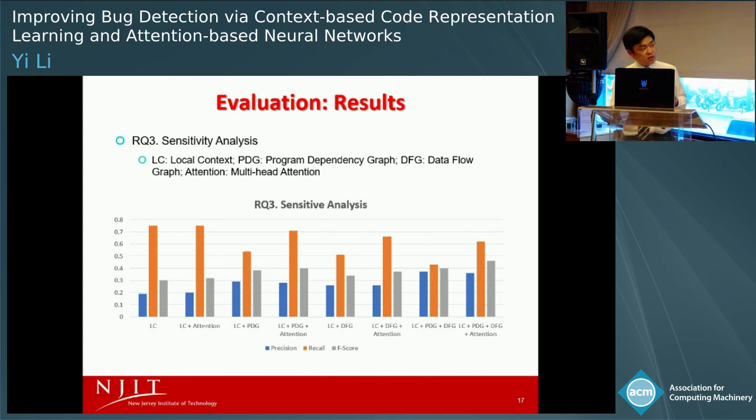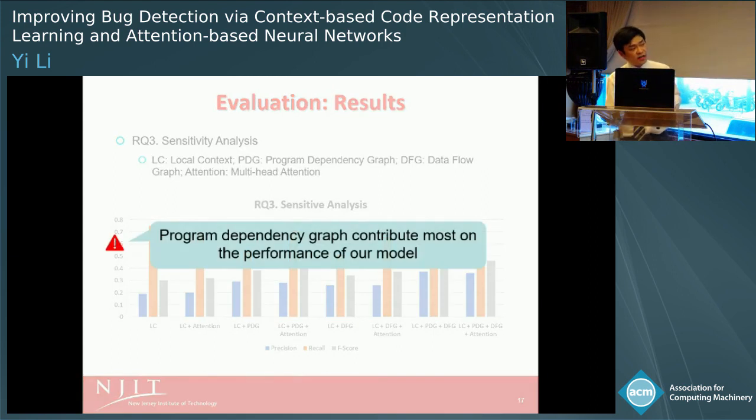So from this graph, we can have a clear idea that the program dependency graph contributes most to the performance of our final model. Which means the global context is really useful in the bug detection problem.